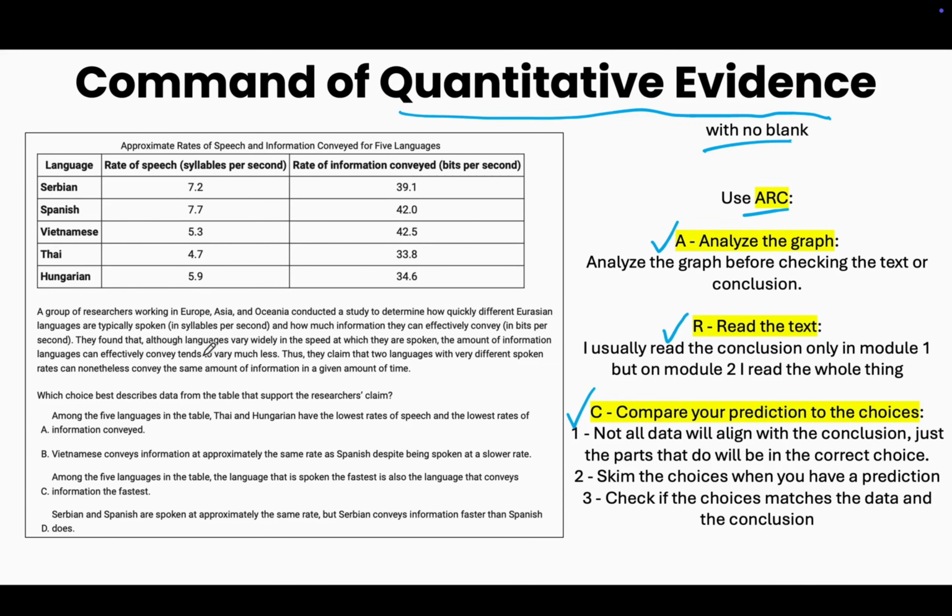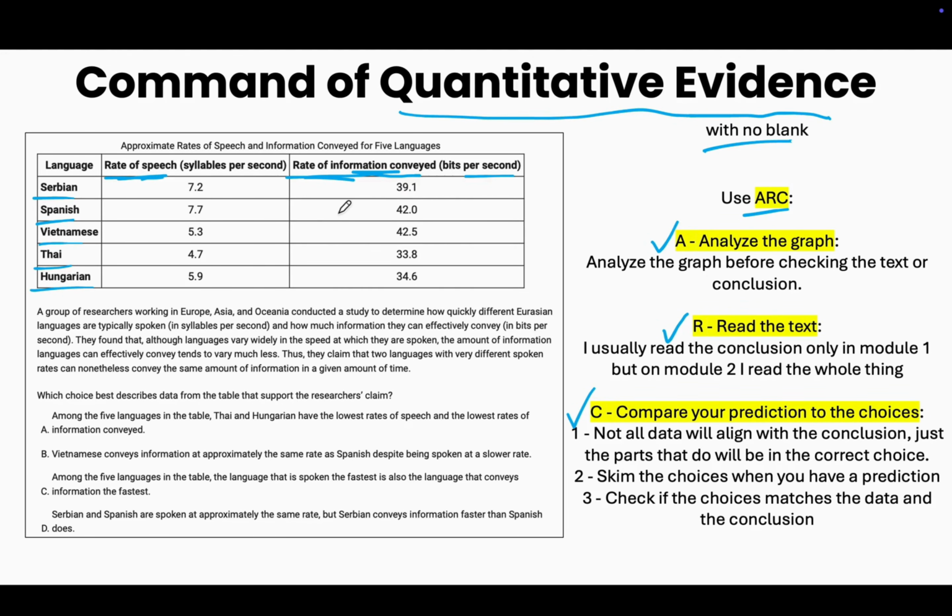If you first read the text before checking the table, you'll get confused because you don't have any context on the data and you will waste lots of time without clear direction on how to solve the question. However, if you analyze and understand the table first, you'll have context on the data. So when it talks about it in the text, you'll quickly understand it. So it says approximate rates of speech and information conveyed for 5 languages. And here it shows the 5 languages: Serbian, Spanish, Vietnamese, and so on. Then it shows the rate of speech, so how fast people talk in those languages. And then it shows the rate of information conveyed, so how much information is conveyed per second.